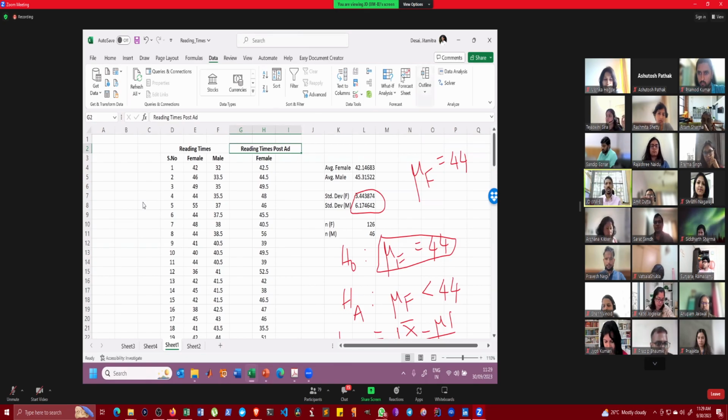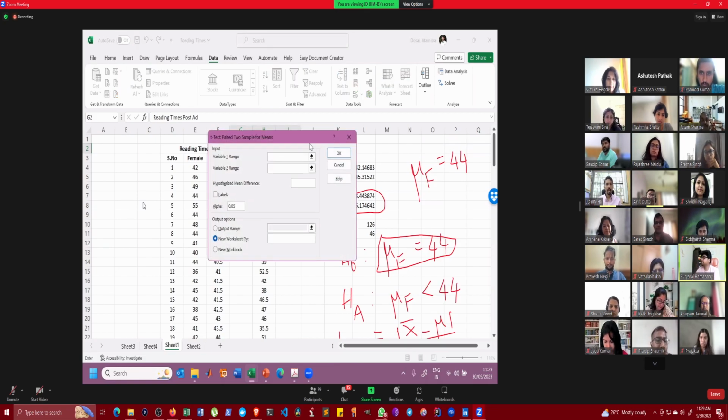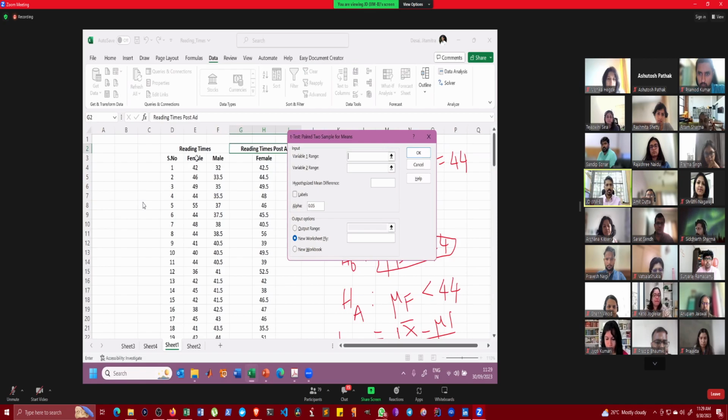Which means that now I'm going to be doing the t-test assuming the paired two-sample for means. Is everybody okay with this? Okay. Again, same story. Variable range 1, variable range 2. So, what should I choose? Female pre-ad reading and female post-ad reading, column H. Exactly. Female pre-reading with female post-reading.